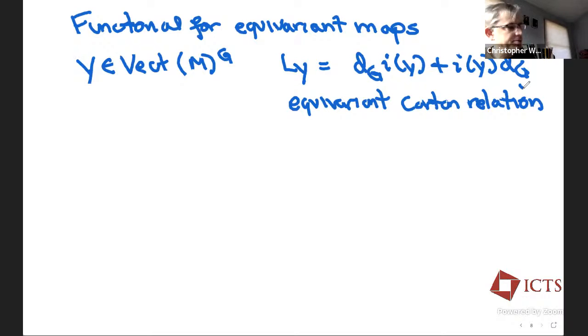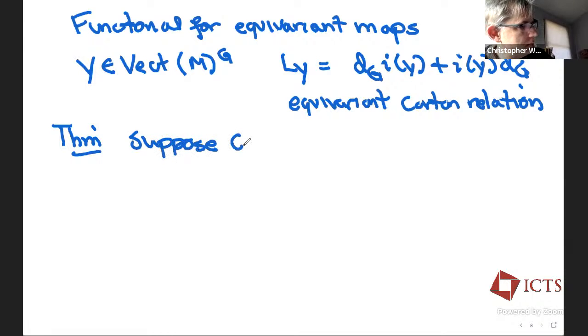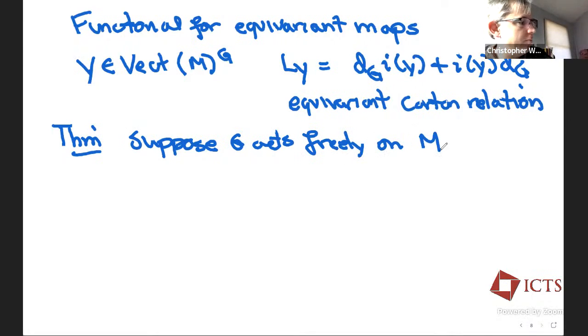Okay, so that's the first observation, and the second observation is that suppose that G acts freely on M, and then in this case the equivariant cohomology is just the cohomology of the quotient.